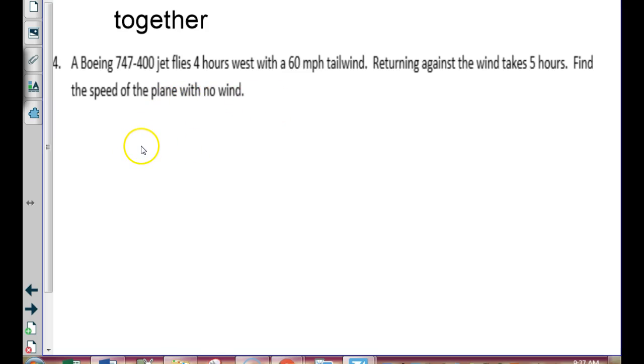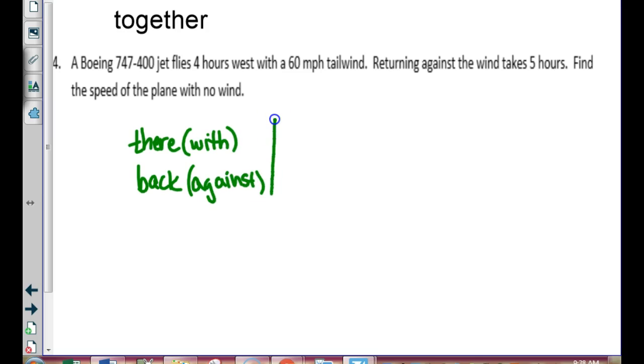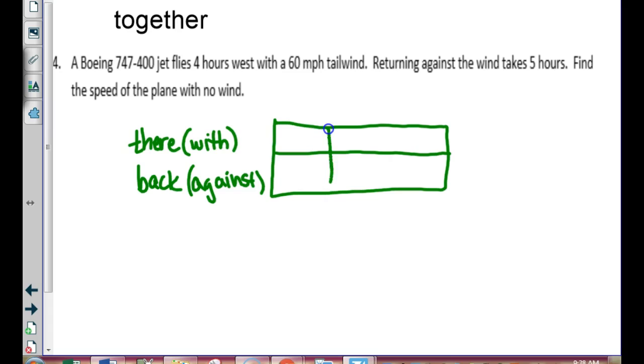So if you wanted to think of it as a little chart, we have there, going there, which is with the wind. And then there's coming back, and that's against the wind. Now, what do you know about that total distance? If you're going there and back, it's the same, right? So if I do some kind of rate time distance here in my little chart, can you fill something in for me? What about the times? There is 4, back is 5.